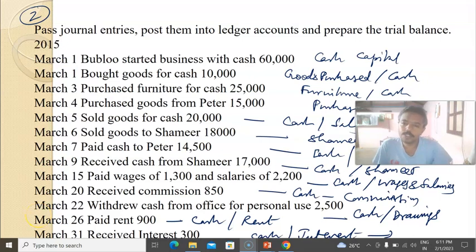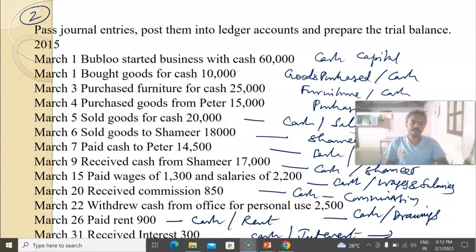I'll be helping you to solve this sum on passing journal entries. I request you to post into ledgers and prepare the trial balance simultaneously. First, have the properties of journals: date, particulars, ledger folio number, debit amount and credit amount. Have a table and start with the date 2015 March 1.